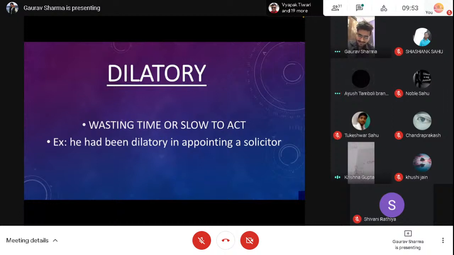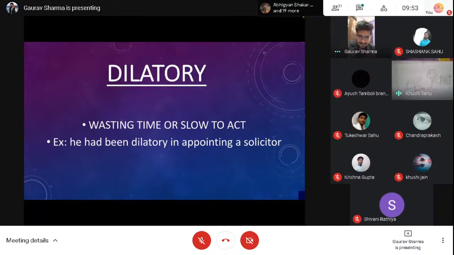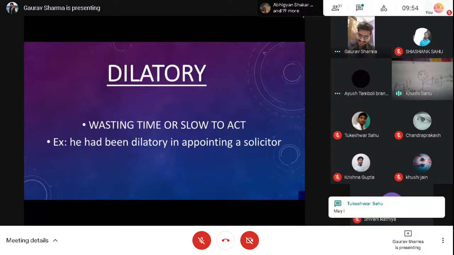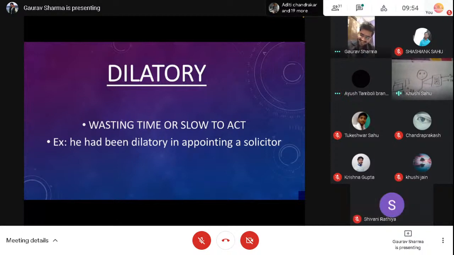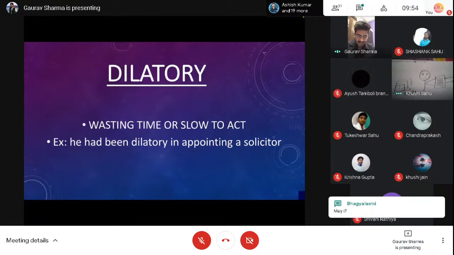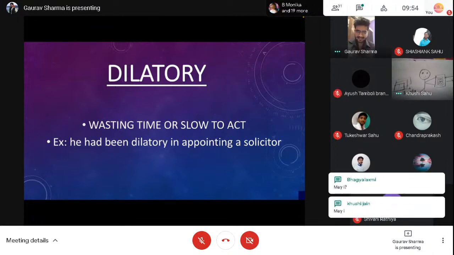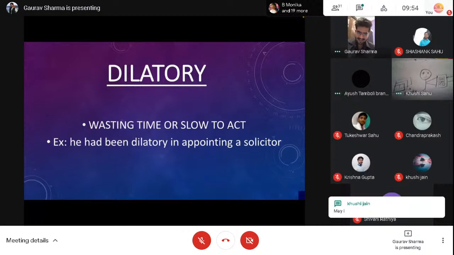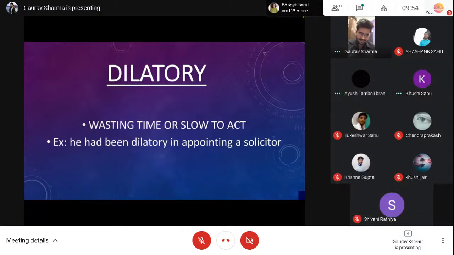Khushi Sahu. Sir, I also had the same drawing. A person is not studying and is using his mobile phone continuously, Insta, Snapchat, or sleeping here and there, or roaming here and there. So by using his mobile, he's dilatory. Yes, sir. All right. Tukeshwar is next.